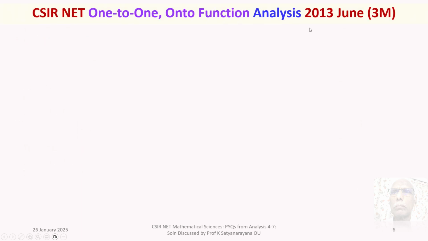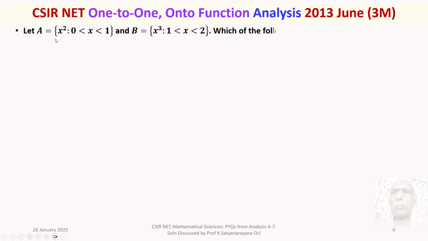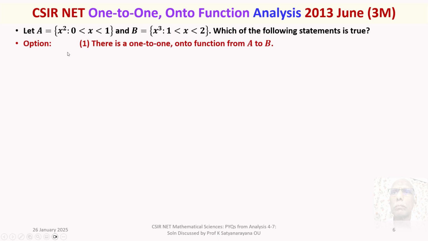This question has appeared in 2013 June, and it is about one-to-one and onto functions. Let A be the set consisting of x square where 0 less than x less than 1, and B is the set of all x cube where 1 less than x less than 2. Which of the following statements is true?